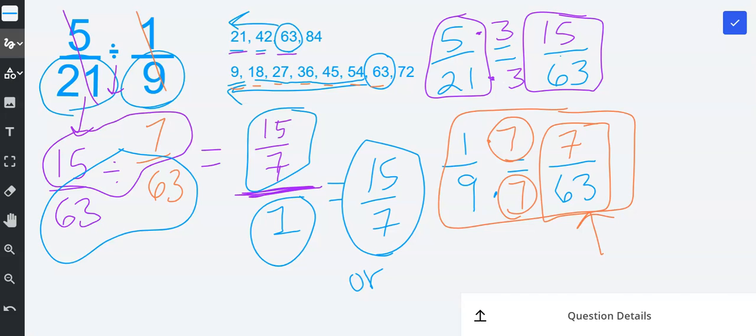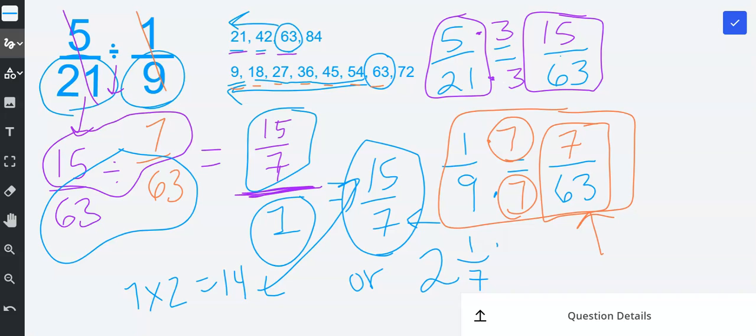So think about it. How many times does 7 go into 15? Well, twice, because 7 times 2 is 14, and 7 times 3 is 21, which is too much. So 7 times 2 is 14, and then the difference between 14 and 15 is 1, so there's a remainder of 1. And then you put that over the denominator of 7. So 2 and 1/7 is the same as 15/7. You may record your answer either way.